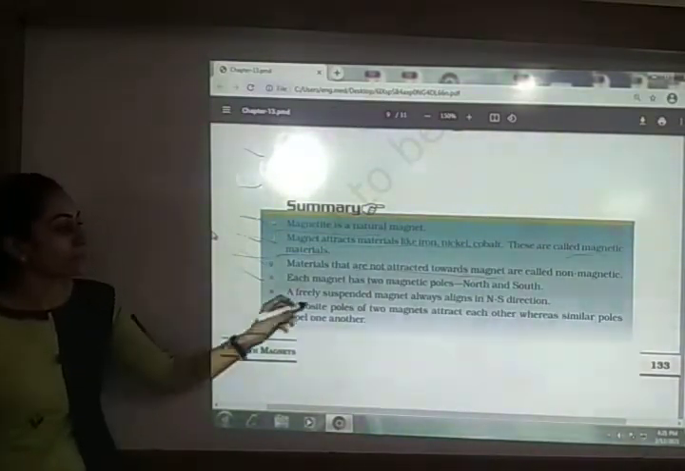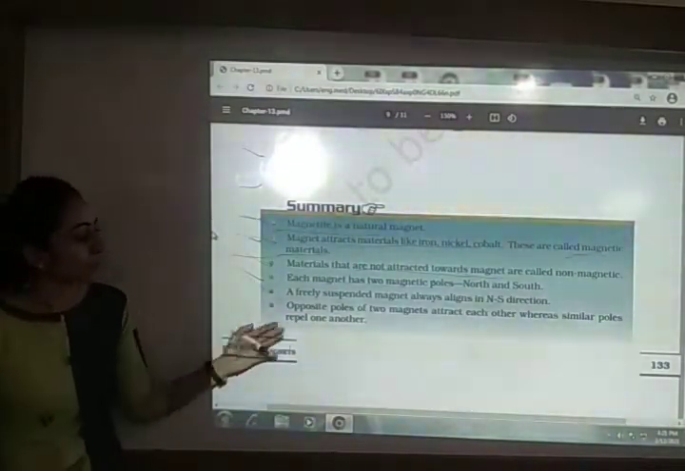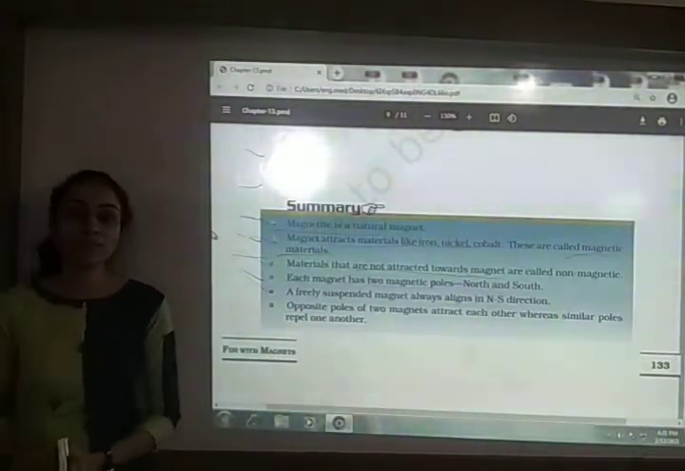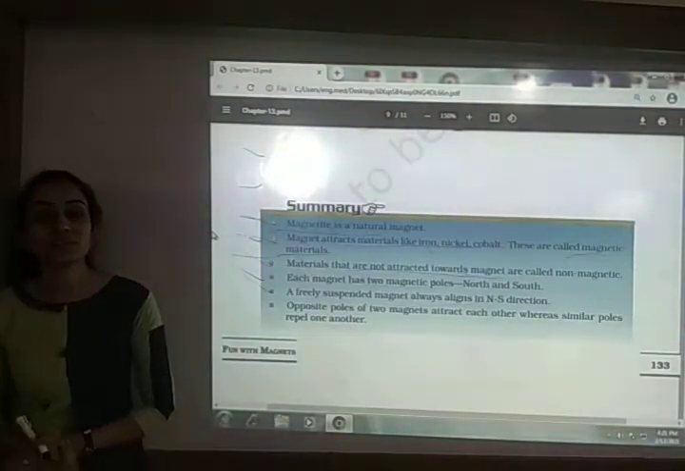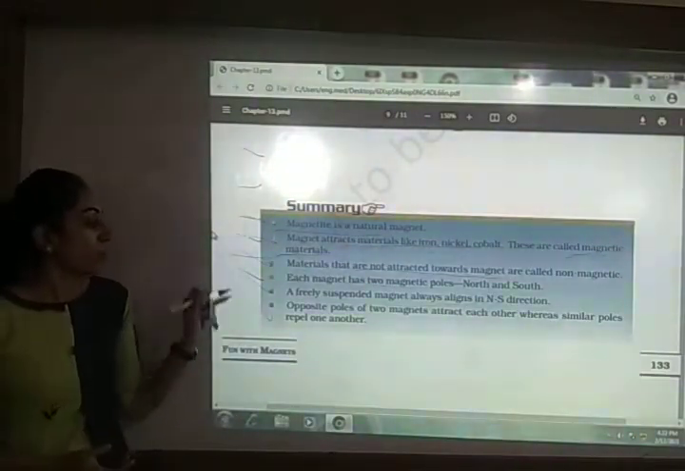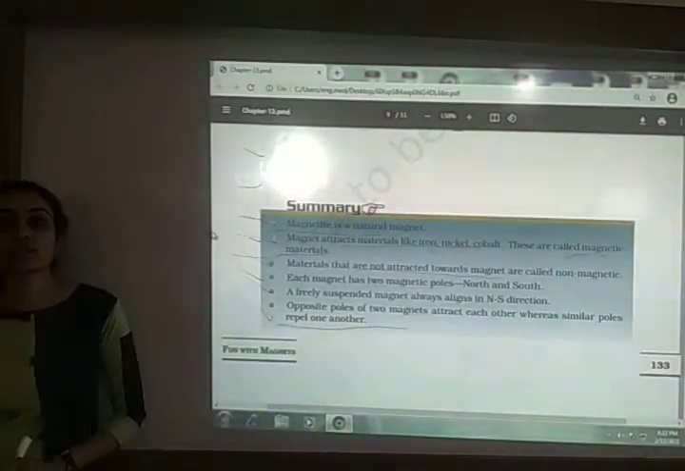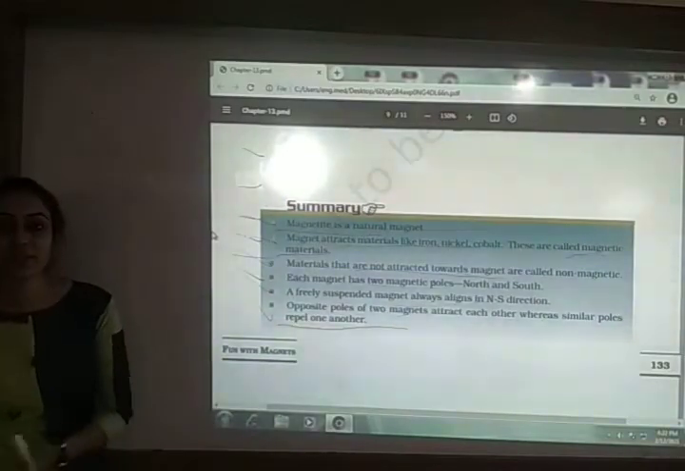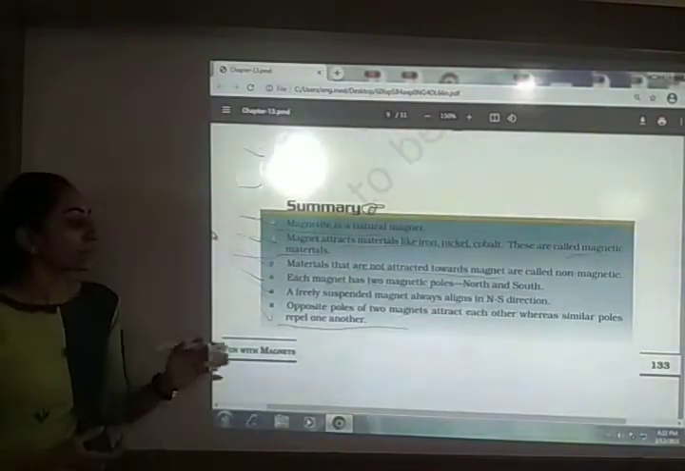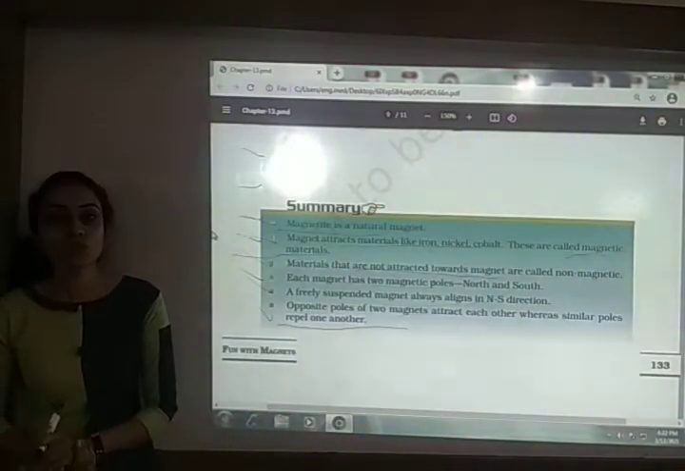And each magnet has two magnetic poles, that is north pole and south pole. Then we saw that a freely suspended magnet always aligns in the north and south direction, and by this we can identify the direction. Opposite poles of two magnets attract each other, whereas similar poles repel each other. So this one we saw, attraction and repulsion between magnets: the similar or like poles repel each other, and the unlike or opposite poles attract. These are the things we saw in this chapter.